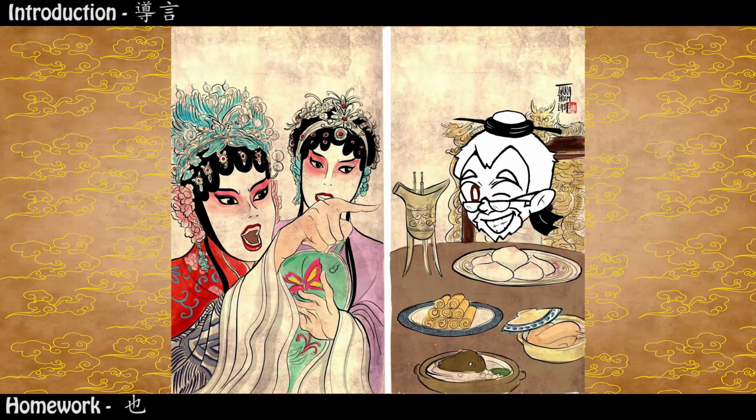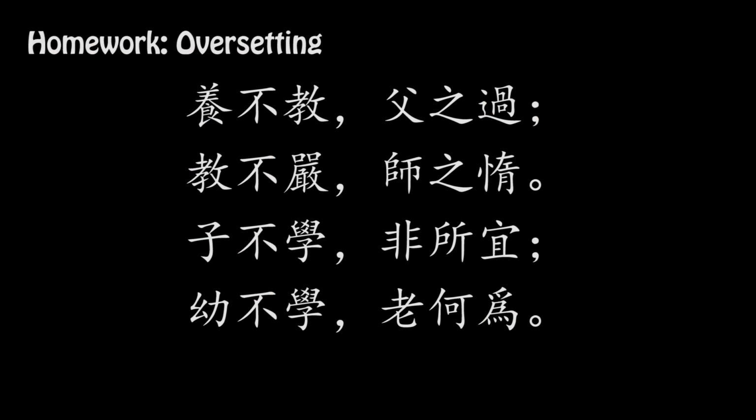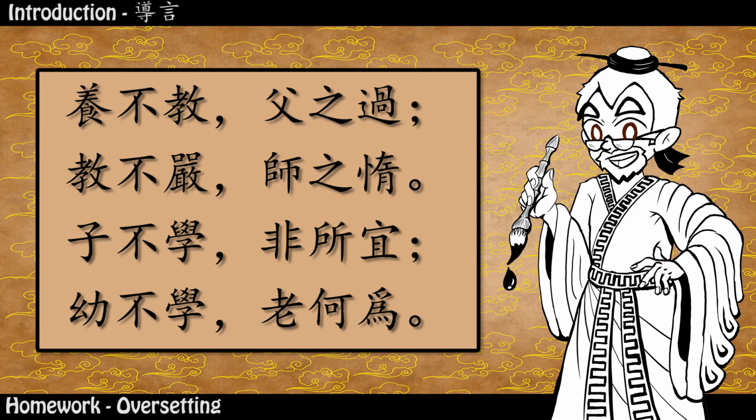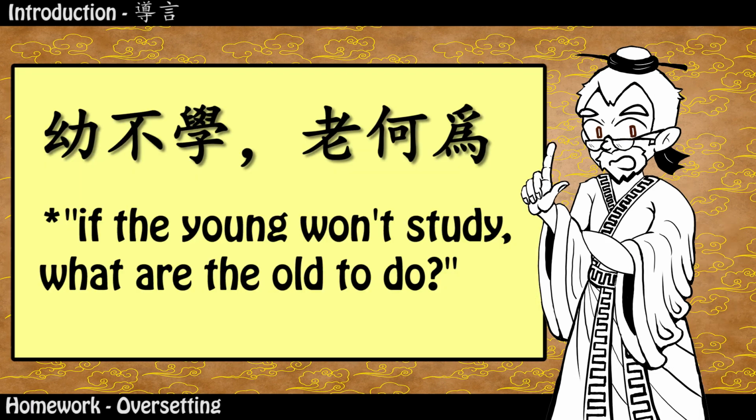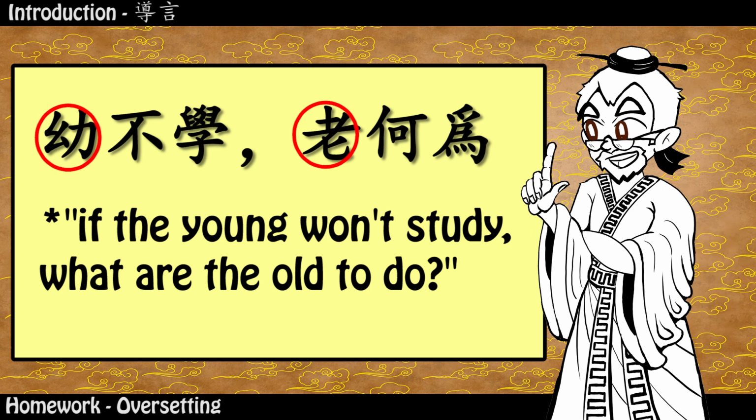And now, after I've either pissed you off or made you piss yourself laughing, let's tackle the main homework. Overall, I'd say great work, scholars. I did, however, see many of you overseting the last 6 lines as if the children don't study, what are the old to do, or some offshoot thereof. That is, you treat yo, the young, and lao, the old, as 2 different entities. So let's see why this might not be quite right.